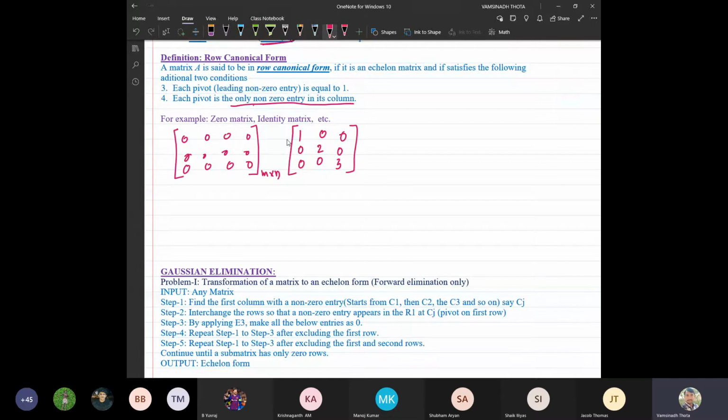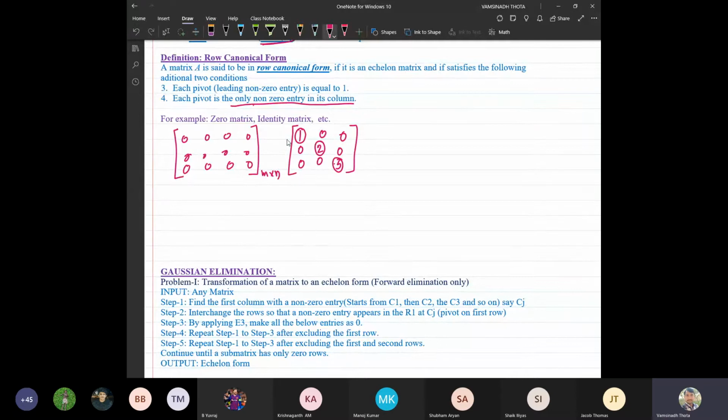Look at the first condition: any 0 rows should be at the bottom. There are no 0 rows. Fine. And then the second condition relates to the leading non-zero entries. This is 1 for this row, this is 2 for this row, and for this row it is 3. So 2 is towards the right of 1 and 3 is towards the right of 2. So the second condition is also satisfied. So it is in the echelon form.